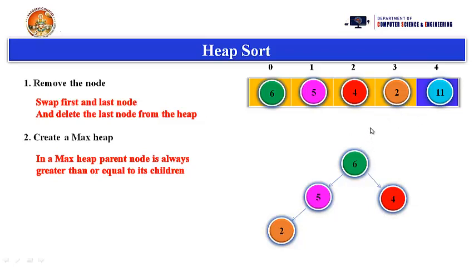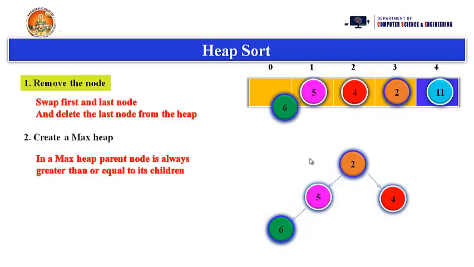Now again we need to follow the steps. Remove the first node. So what is the first node here? 6. And what is the last node? 2. We need to swap these two elements. Now 2 becomes the parent node or the root node, 6 is the child node. We need to swap the elements in the array also. Swap the 6 and 2 elements. Then we need to remove the 6 element from the tree. Why? Because we are placing the 6 in the correct position.